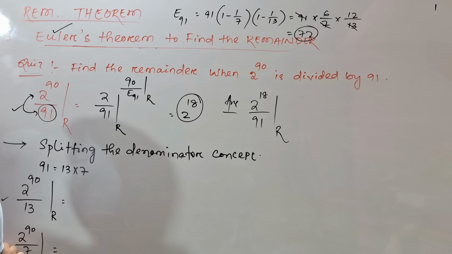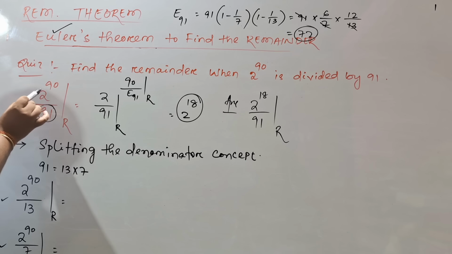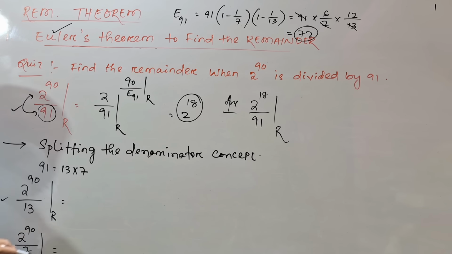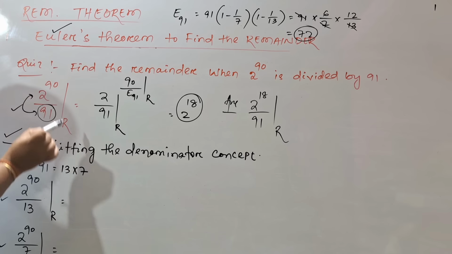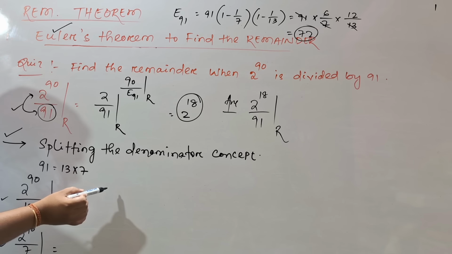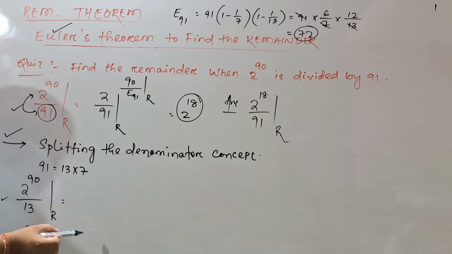Step number 1, step number 2. Dividend same, number same. Same number when it is divided by 7, find the remainder. Same number when it is divided by 13, find the remainder. This is splitting the denominator concept. 2 to the power 90 when it is divided by 13, find the remainder. 2 to the power 90 when it is divided by 7, find the remainder.